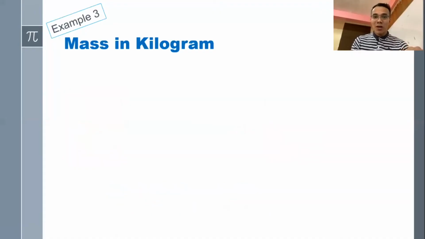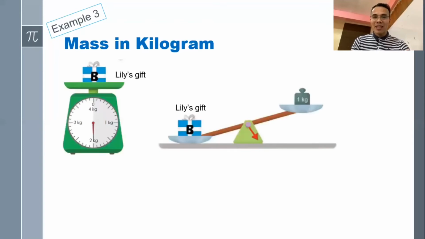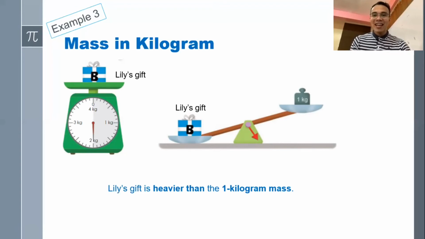Now, let's move on to our example number 3. In example number 3, we have Lily's gift. What can you say about the mass of Lily's gift? All right, let's see if your observations are correct or the same as mine. We can say that Lily's gift is heavier than the 1 kilogram mass.